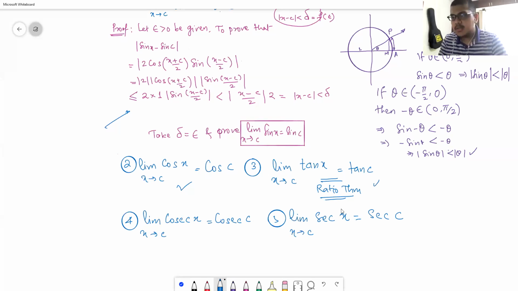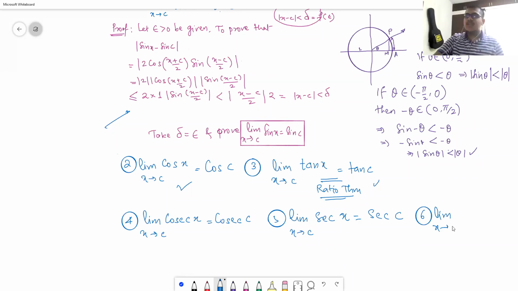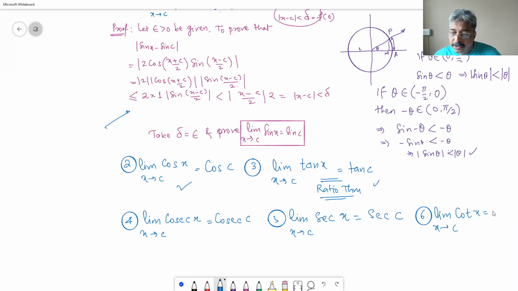And so, can we say if limit of sine x as x tends to c is sine c, then limit of sine of pi by 2 minus x as x tends to c is sine of pi by 2 minus c? Yes, that works, no problem.